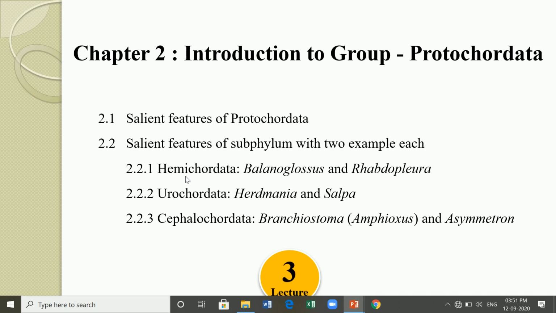Here we are going to learn the 3 groups, that is Hemichordata with their examples Balanoglossus and Rhabdopleura. Then second group, that is Urochordata. It contains the 2 examples Herdmania and Salpa. And third group is the Cephalochordata, which has the example of Branchiostoma, which is commonly known as Amphioxus, and Asymmetron. So this chapter is also having the weightage of 3 lectures. So this is the summary for chapter 2.